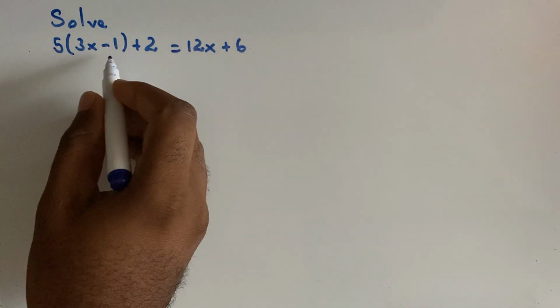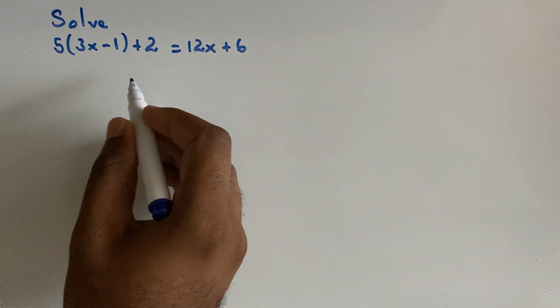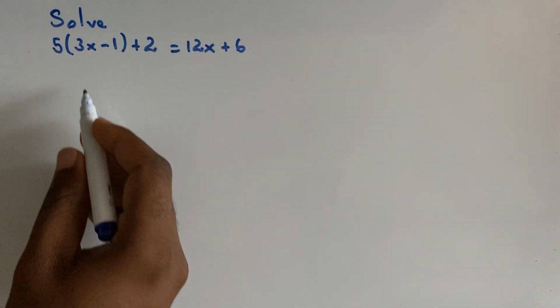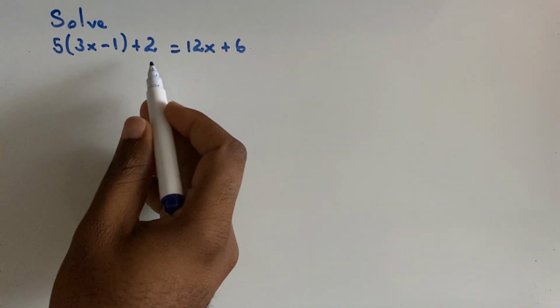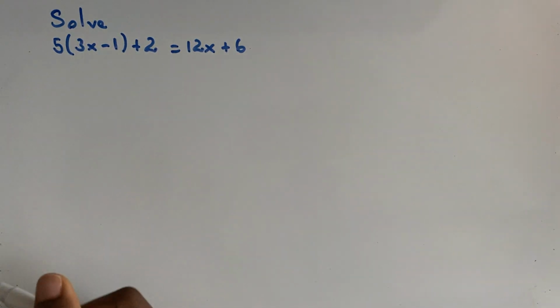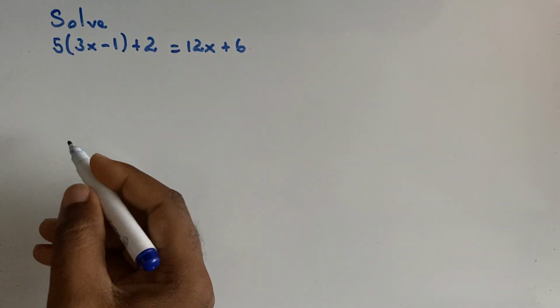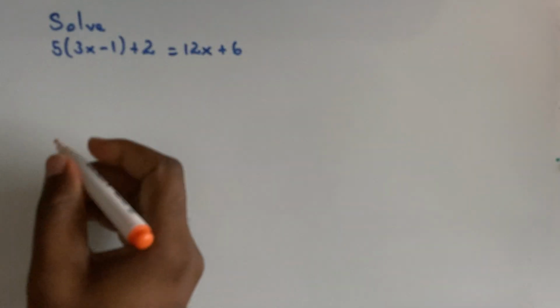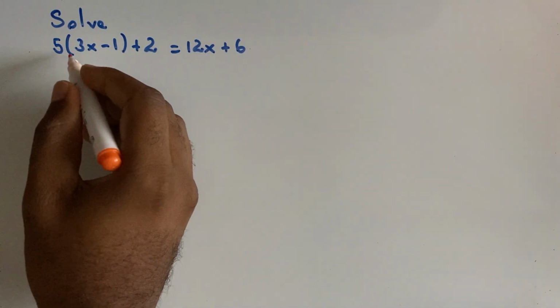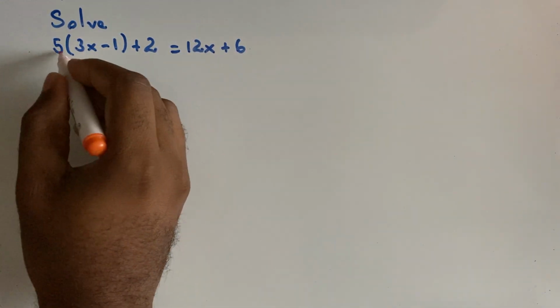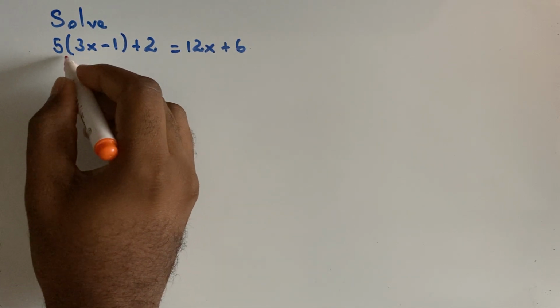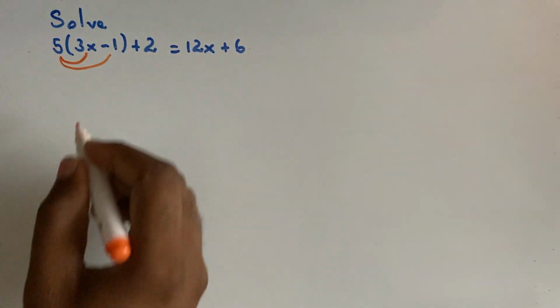5 times (3x minus 1) plus 2 equals 12x plus 6. Okay, so in order for us to solve for x here, we need to isolate x on one side by itself. So really that's what we're doing, okay? So the first thing to do here, we can use the distributive property right here. I said distributive property, so we distribute the 5 here, okay?